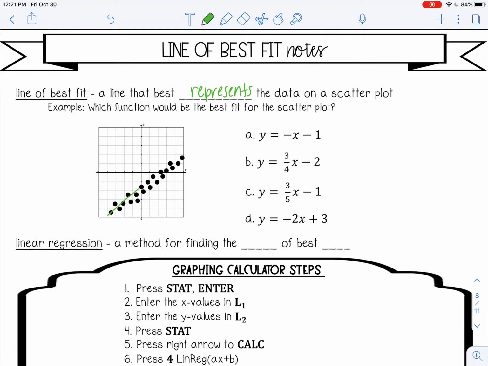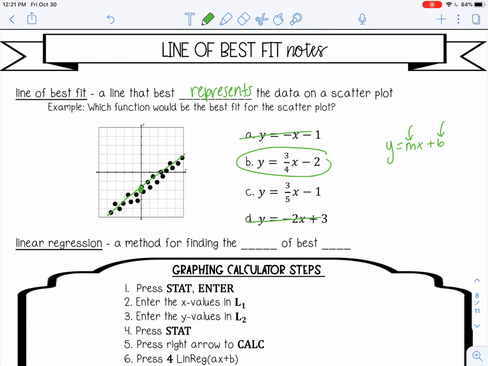So I'm going to draw a line here. First of all, it's positive. It's going to have a positive slope, so A and D are out. And then think about what you know about y equals mx plus b. Remember, this is my slope and this is my y-intercept. Now, these are pretty close together, but I would say the y-intercept is closer to -2, so this one would be the line of best fit.